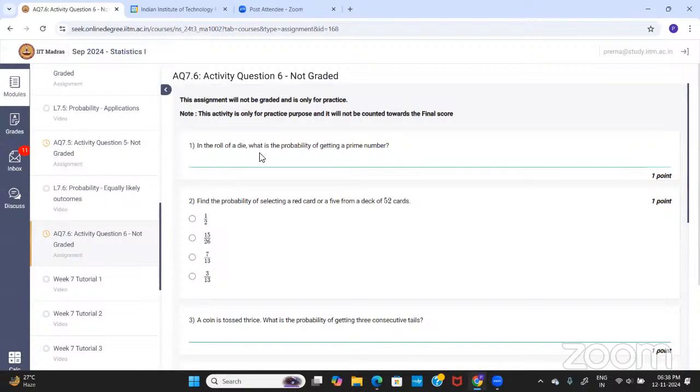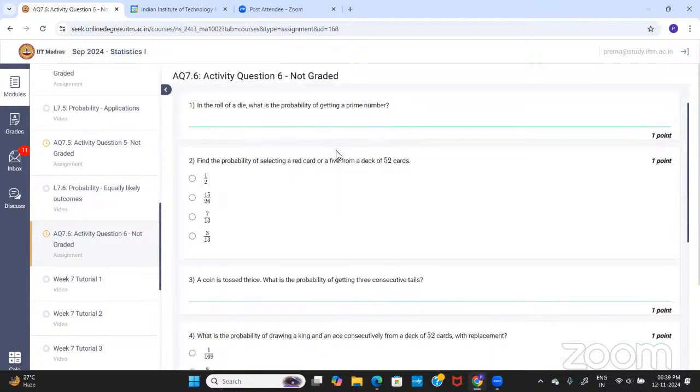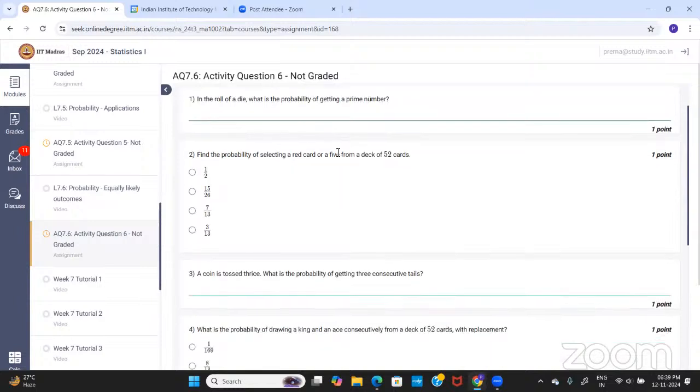In the roll of a die, what is the probability of getting a prime number? On a die, we have 1, 2, 3, 4, 5, and 6. What are the prime numbers on the die? 2, 3, 5. So it will be 3 by 6, which means 0.5. Next is to find the probability of selecting a red card or a 5 from a deck of 52 cards.